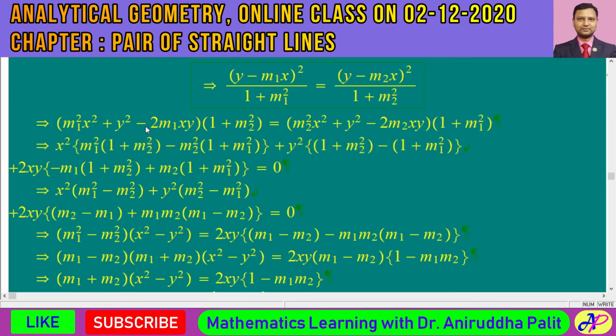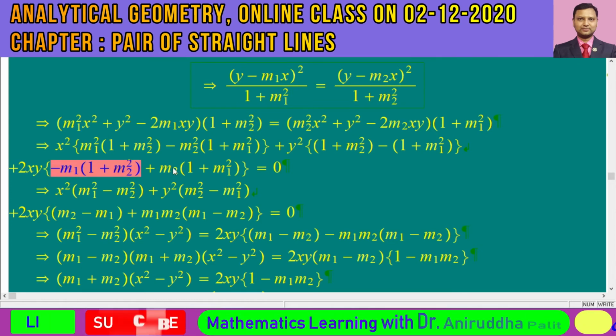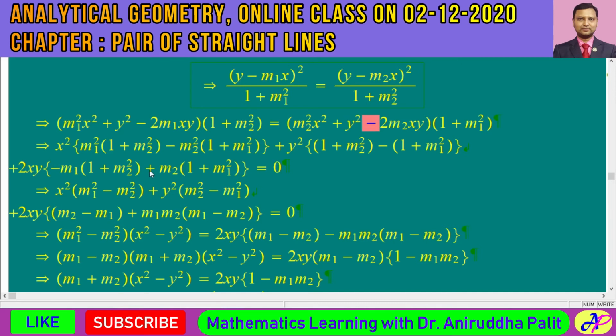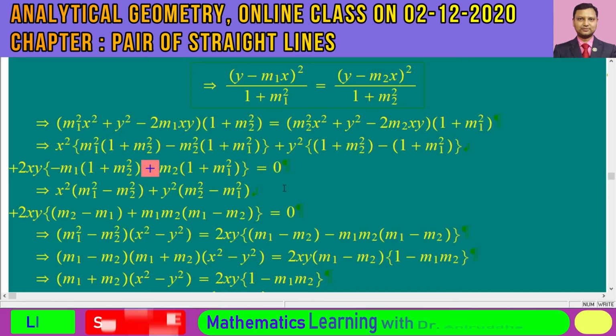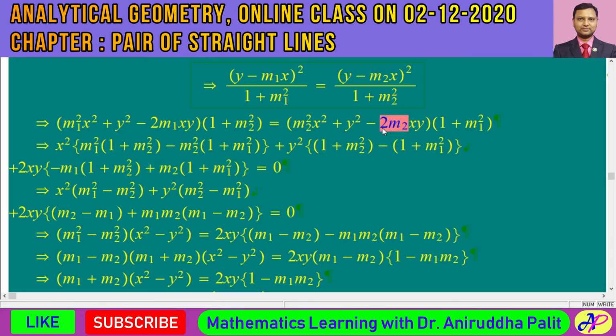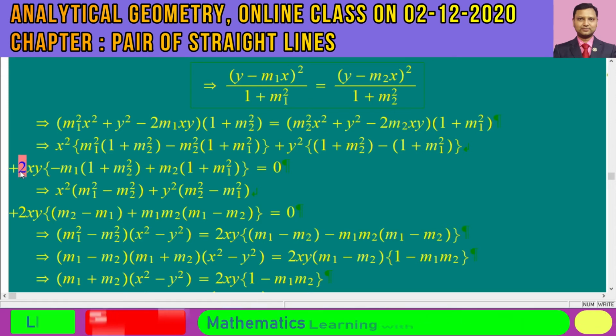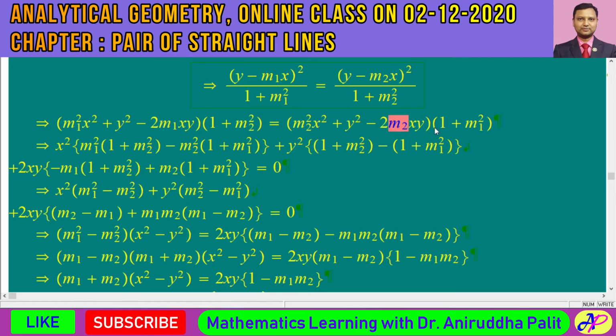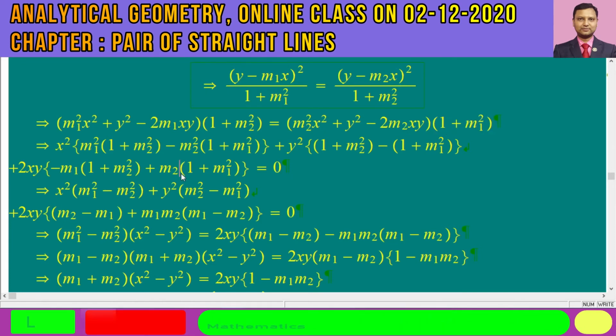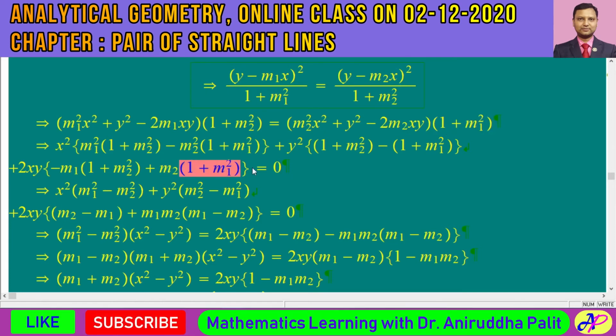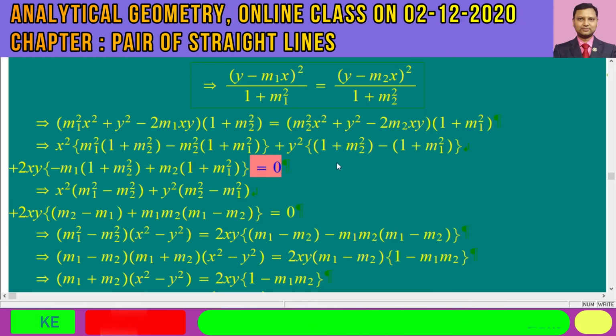Again, we compute the coefficient of twice xy. With this negative sign, minus 2 m1 into 1 plus m2 square. So 2 is taken over here, and minus m1 into 1 plus m2 square is there. Similarly, this minus sign would ultimately become plus on the left hand side. So twice m2, 2 is taken over here, and therefore we have m2 into 1 plus m1 square appearing over here, and the right hand side becomes equal to 0.